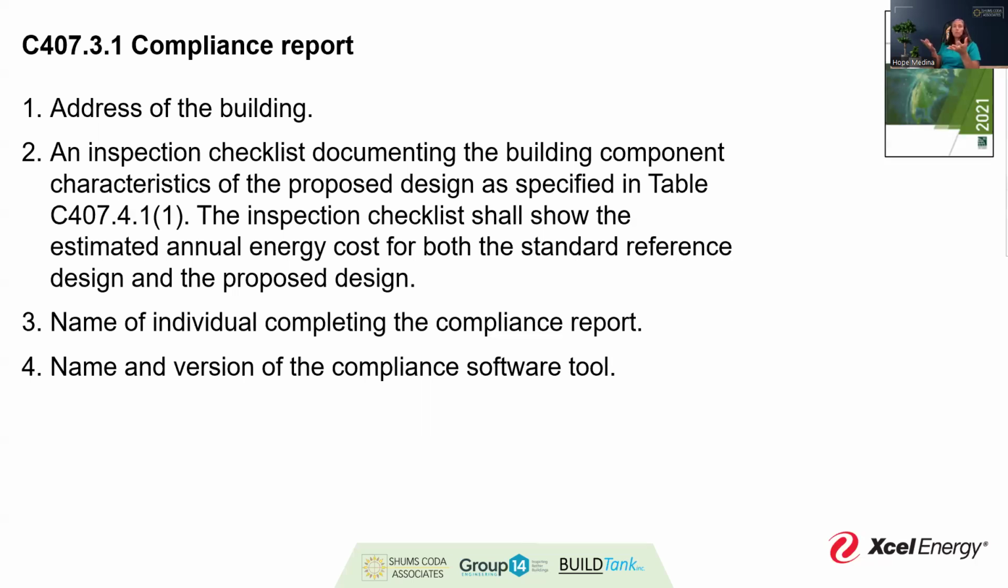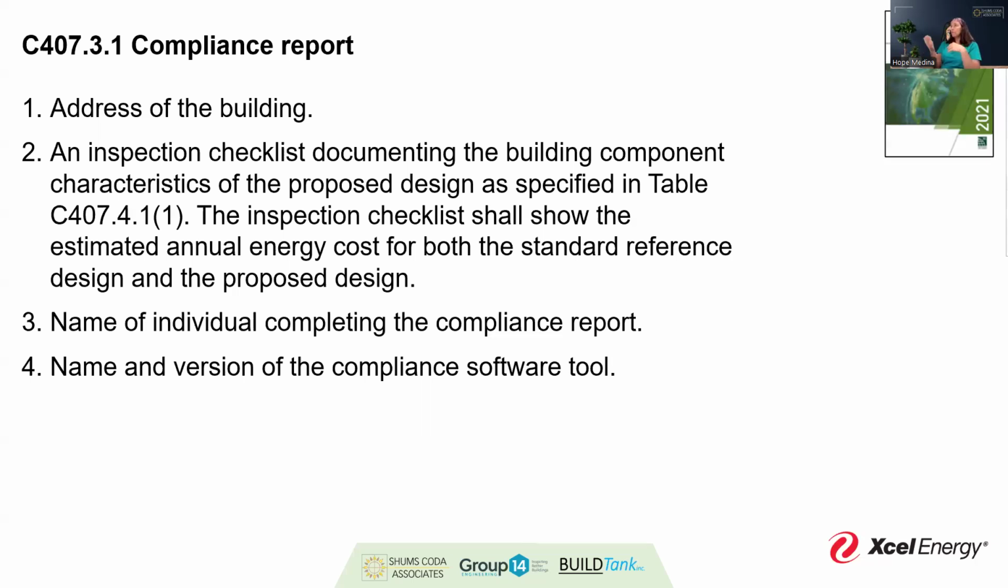But that checklist also has other things that they have to show. They have to tell us what values they utilized for their standard reference design. What values did they put in there for their proposed design? And then they have to give you an annual energy cost, right? That's how we determine compliance. It also has to give us the name of the individual who completed the report. It doesn't have to be stamped. That has been something that's been talked about in the past, but it's not something that you have to have. Name and version of the compliance software tool.